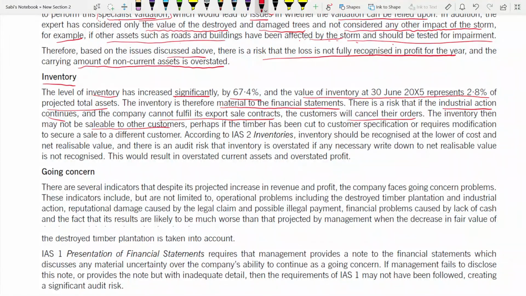So what happens if you're not able to sell that inventory to other customers? You might sometimes have to cut that timber to suit a specific customer, so that you can sell that to a different customer. All of this is risk.